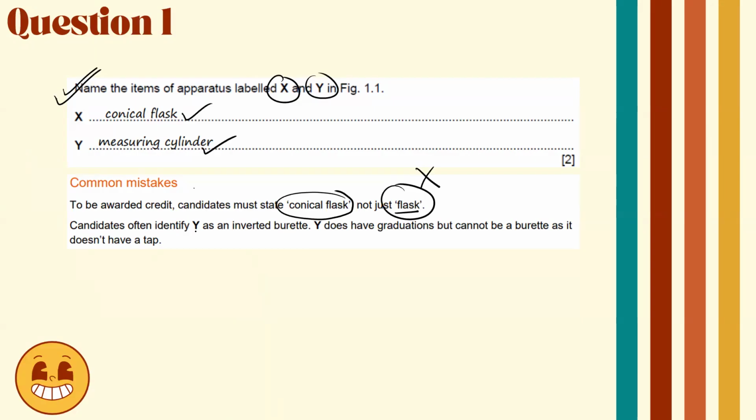Candidates often identify Y as an inverted burette. This is wrong because Y does not have graduations. If it has graduations, it means that it's an inverted burette or inverted cylinder. But it cannot be a burette as it does not have a tap. Remember, a burette always has a tap at the bottom.